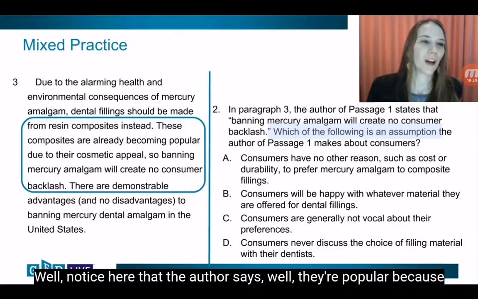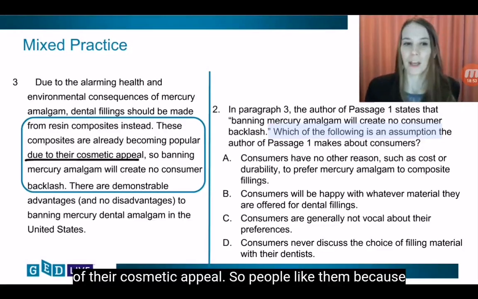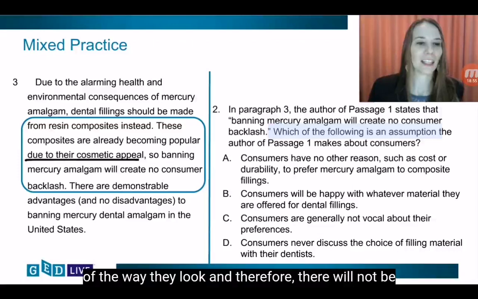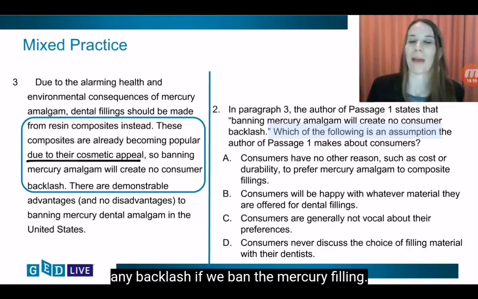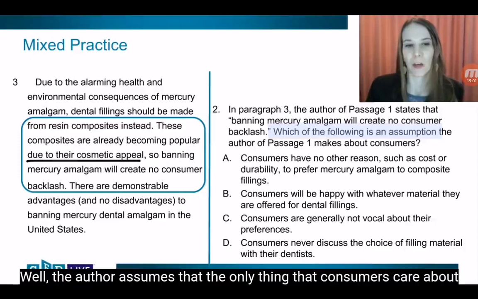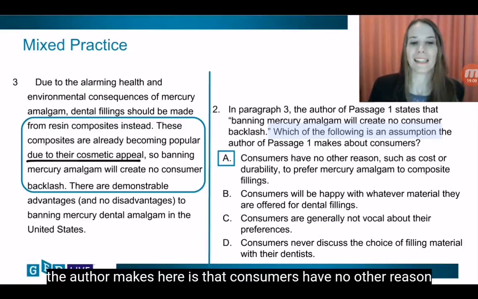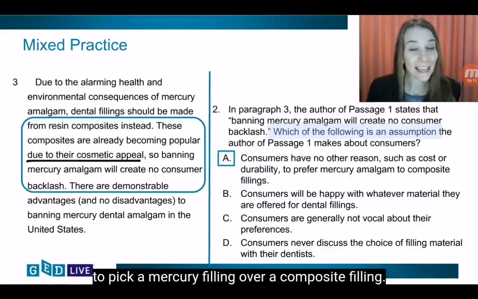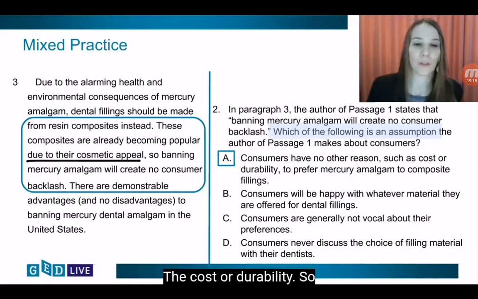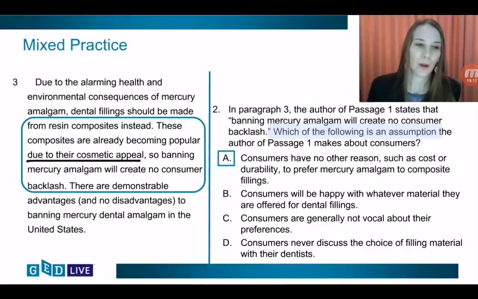Well, notice here that the author says they're popular because of their cosmetic appeal. So people like them because of the way they look, and therefore there will not be any backlash if we ban the mercury fillings. Well, the author assumes that the only thing that consumers care about is how they look and nothing else. So one of the assumptions the author makes here is that consumers have no other reason to pick a mercury filling over a composite filling, cost or durability. So this is an assumption.